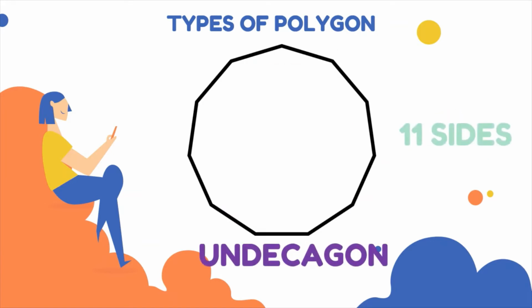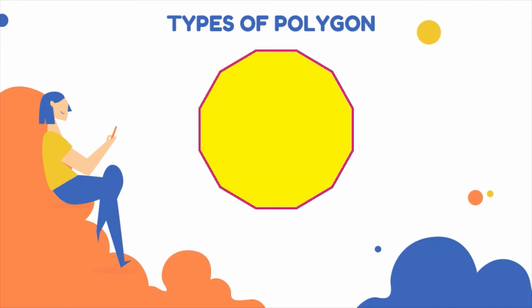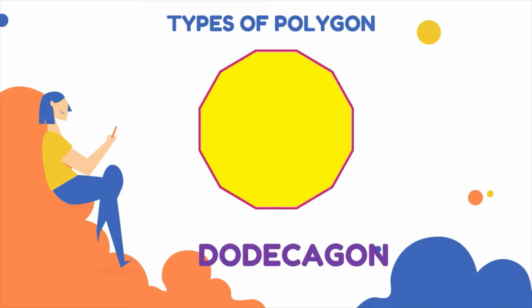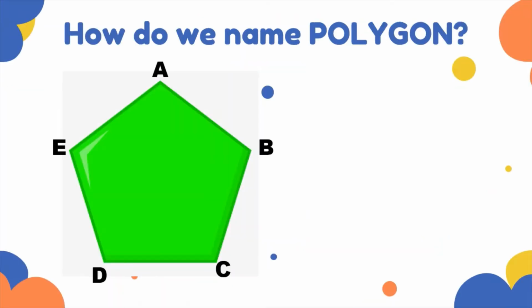Undecagon, 11 sides. Dodecagon, 12 sides. Okay, so those are the types of polygons. How do we name polygons? For example, this figure is pentagon. So you just write the types of polygons, which is pentagon, and then the letters. Clockwise. Pentagon A, B, C, D, E.